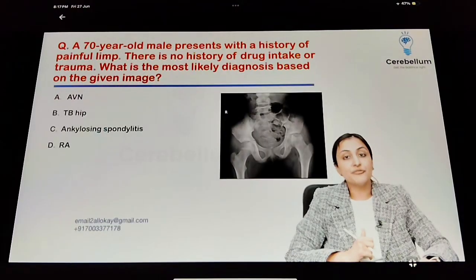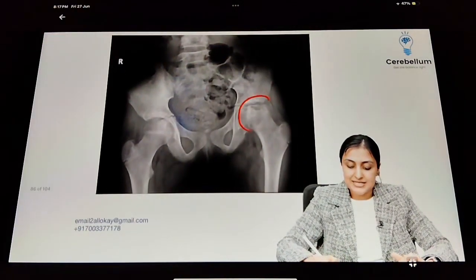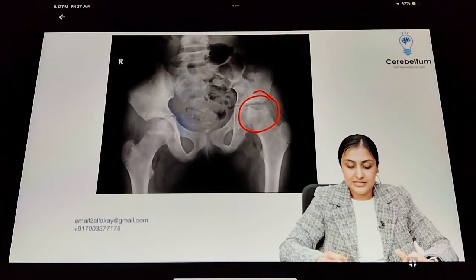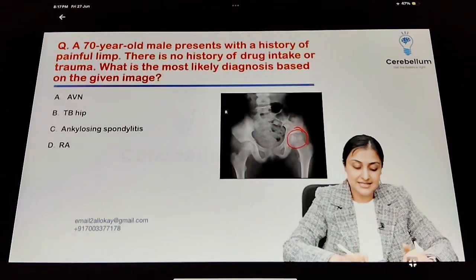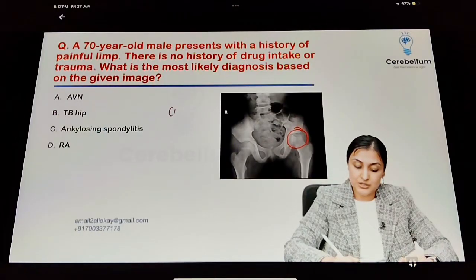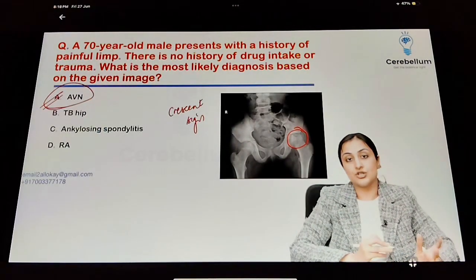70-year-old male presents with history of painful limb, no drug intake, no trauma. What is the diagnosis? So here you can see that at the hip joint there is irregularity. You can see the sclerosis and flattening of the femoral head, and you can see some lucency inside. So when you see femoral head sclerosis with this lucency, this is what is called as the crescent sign, and this is diagnostic of avascular necrosis.